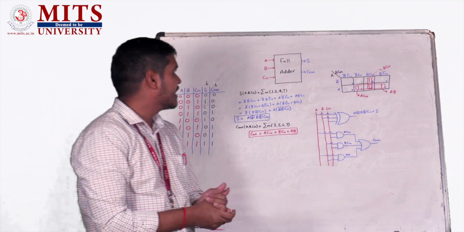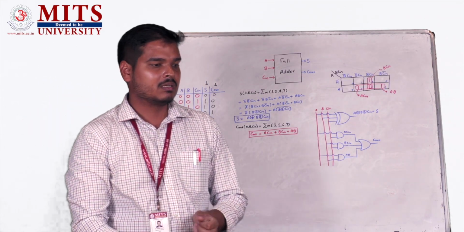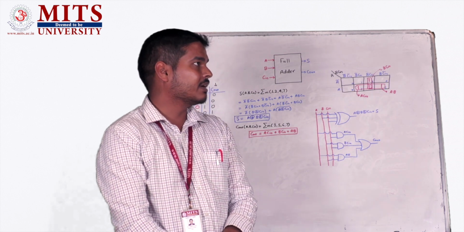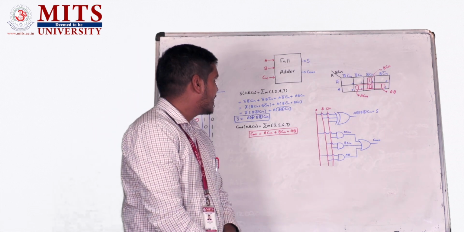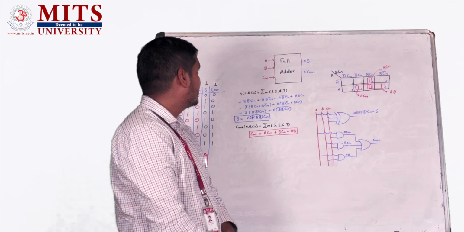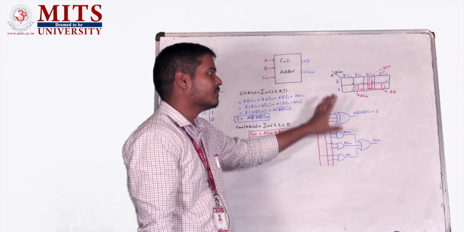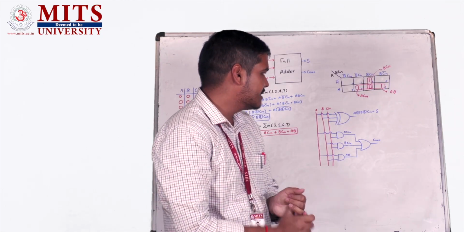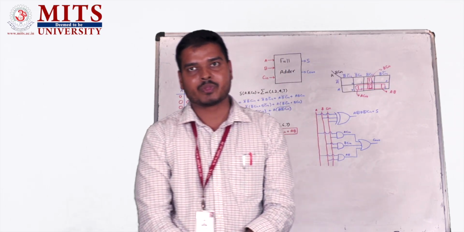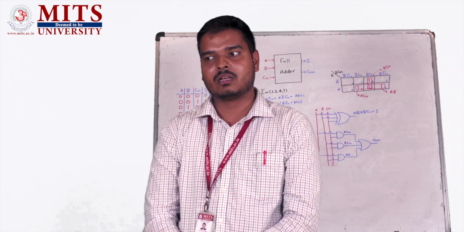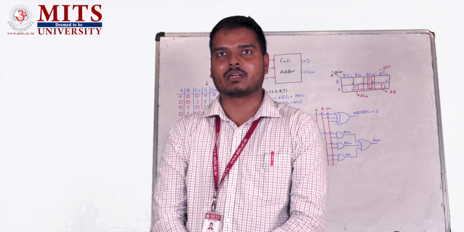Now this full adder can be useful to add binary numbers having carry also. So it can add 3 bits in the input and it will produce sum and carry out. So this circuit is the desired circuit for the full adder. In upcoming lectures, we will discuss half subtractor and full subtractor.